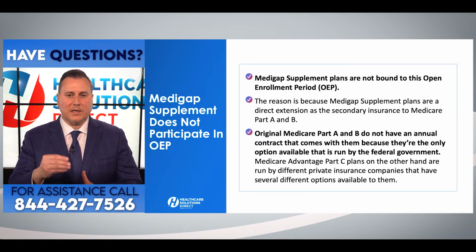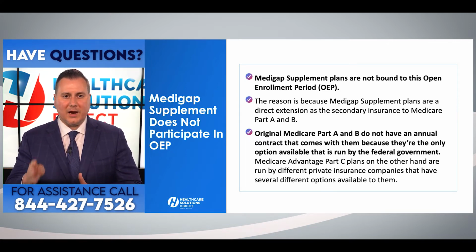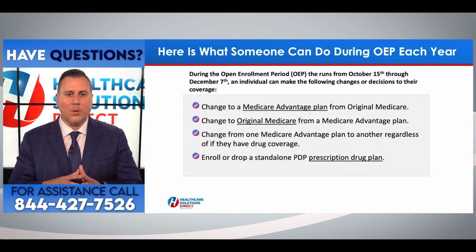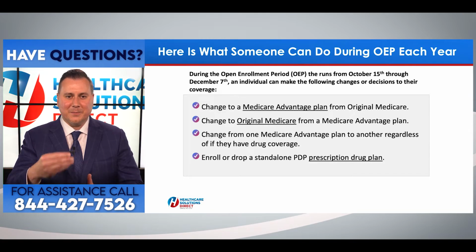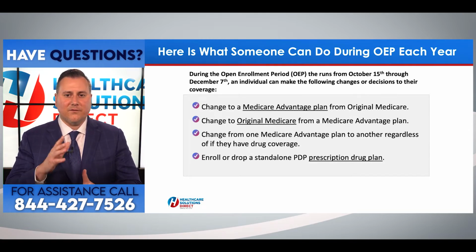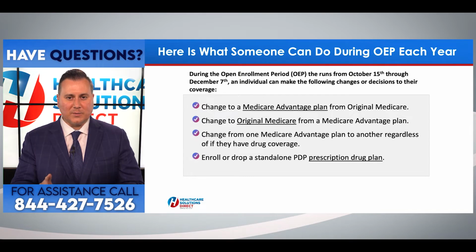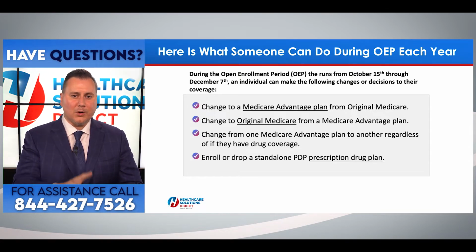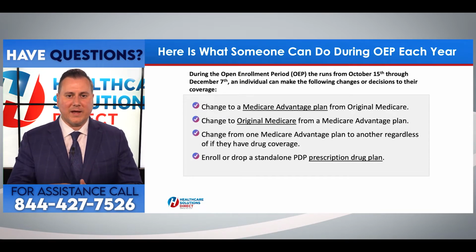So here's what someone can do during the OEP every single year. During the open enrollment OEP that runs from, again, October 15th through December 7th, I keep repeating that, an individual can make the following changes or decisions to their coverage. Number one, they can change to a Medicare Advantage plan from original Medicare. So if you have original Medicare A and B, you can purchase or change to a Medicare Advantage plan between October 15th and December 7th. It would start on January 1st for you.